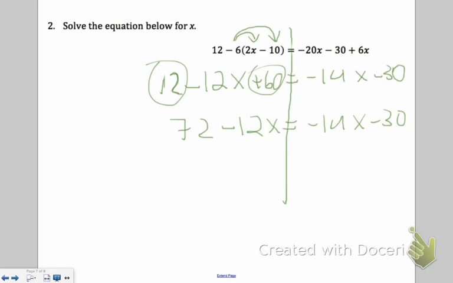In order to avoid dividing or multiplying by negative coefficients, one trick to use is to always start with a smaller coefficient. So in this case, we're looking at negative 12x and negative 14x. Which of these terms has the smaller coefficient? Negative 14x. Negative 14 is further to the left on our number line. It's a smaller value. So I'm going to add 14x on both sides.